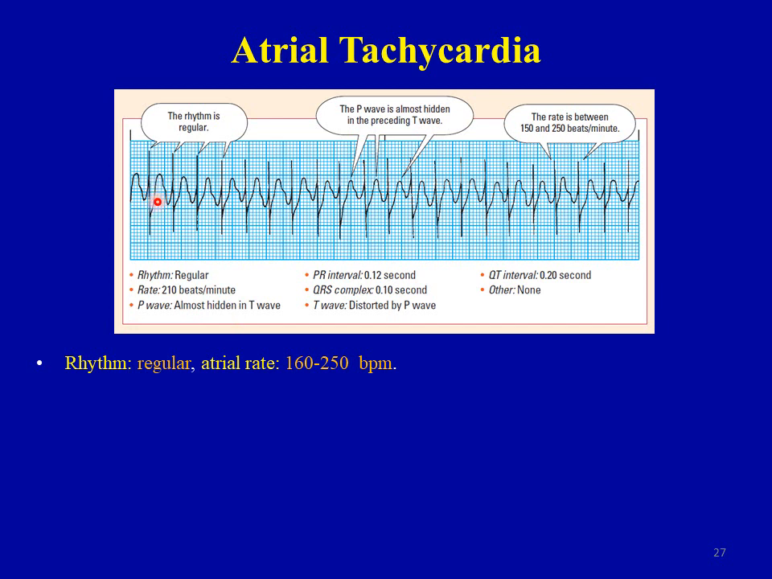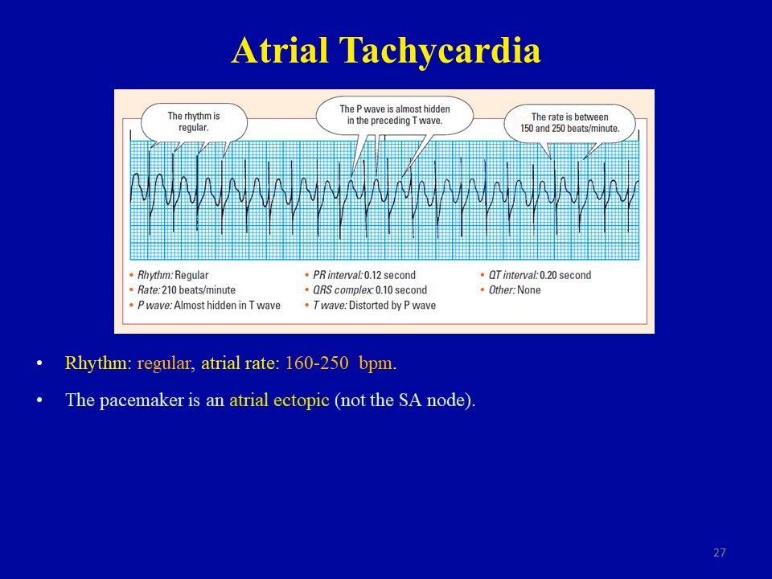As you can see here, the P waves are almost hidden in the T waves, in the previous T wave. The PR interval, if it is calculated, like here, they estimated that the PR interval is 0.12 seconds. The QRS complex is 0.1 second. The T waves are distorted by the P waves. The QT interval is short due to the tachycardia, and the heart rate is between 160 or 150 to 250 beats per minute.